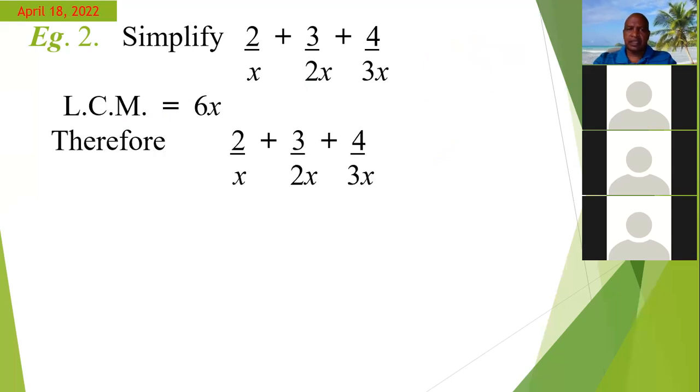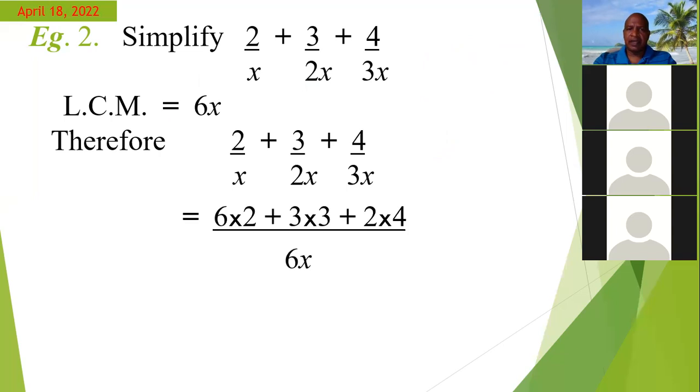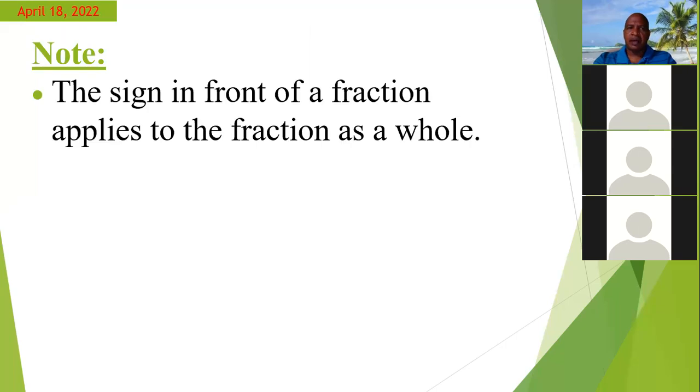All right, so our LCM would have been 6x. We find the common denominator, times the numerator by what we use to divide. So that's how we get our answer. All right, pretty straightforward. Now, things to note: the sign in front of a fraction applies to the fraction as a whole. Now, what do I mean by that? Or what does this mean?